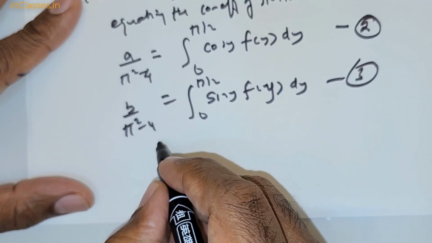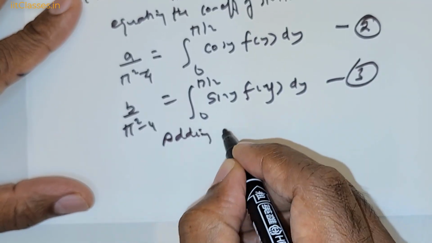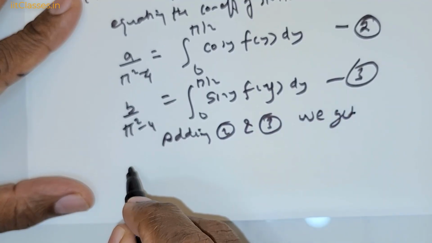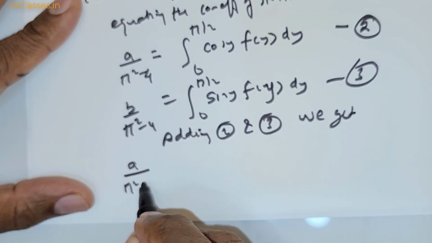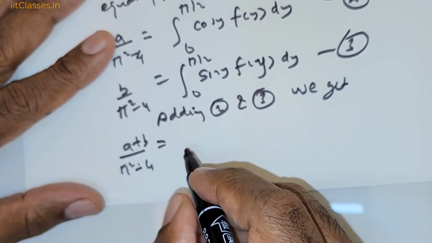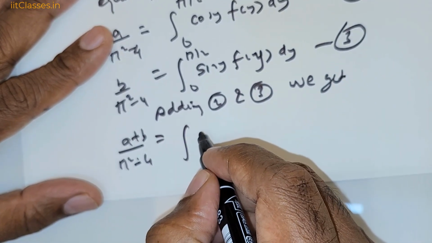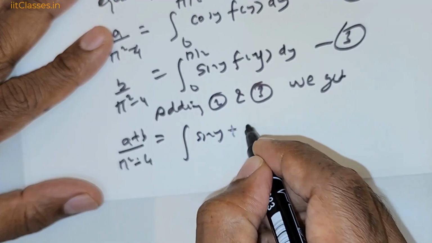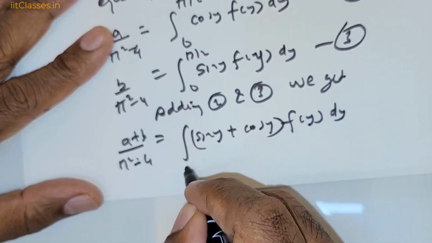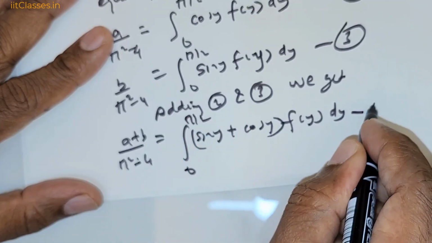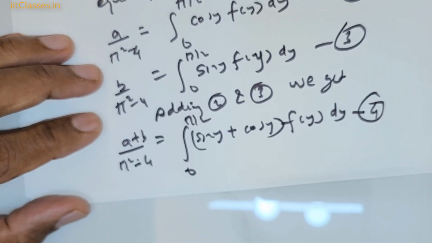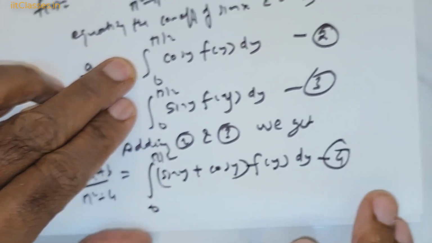Adding 2 and 3, what do you get? 1 over pi squared minus 4 is common. So a plus b over pi squared minus 4 is equal to the integral from 0 to pi over 2 of (sin y plus cos y) times f of y dy. I take this as 4 because a plus b is what is required.